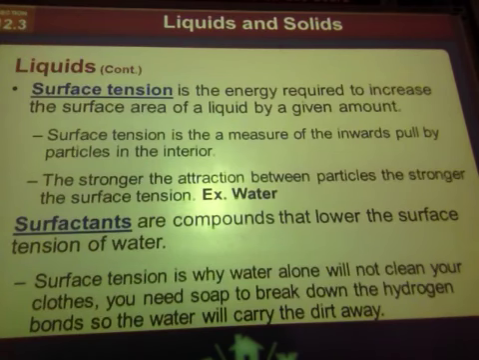We need soap, which is one example of a surfactant. We would need soap to break down those hydrogen bonds, so that the water can carry the dirt away. So soap is a surfactant. Surfactants are breaking those hydrogen bonds, or in another case, maybe it's not a hydrogen bond, it could be any type of intermolecular attraction. It's reducing those intermolecular attractions so that water can take that dirt away.